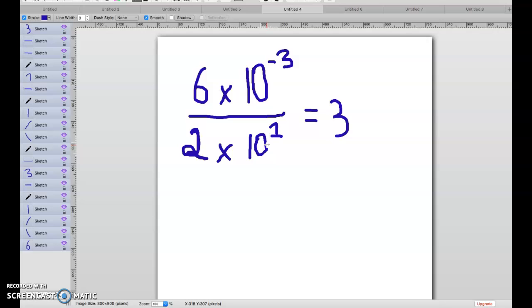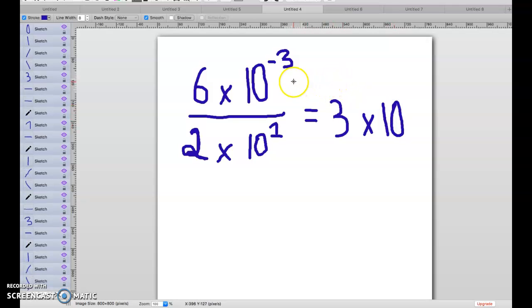When you are dividing with the same base, all you do is subtract the exponents. So I'm going to keep the base, 10, and subtract the exponents. Negative 3 minus 1 is negative 4. So that's my final answer: 3 times 10 to the negative 4.